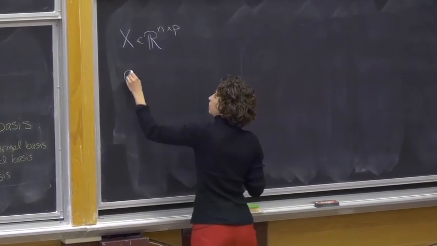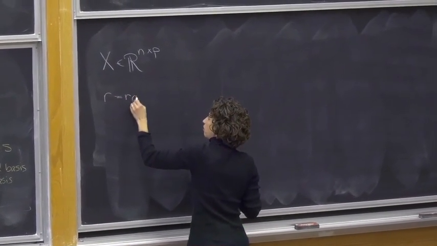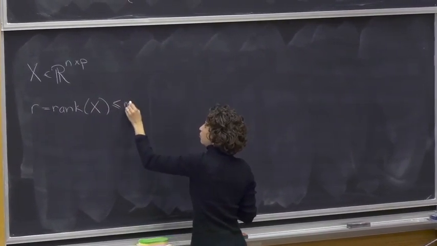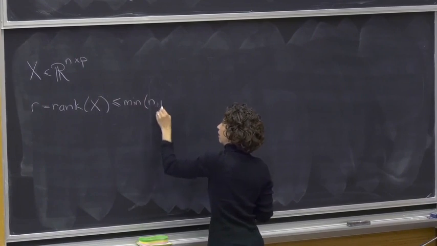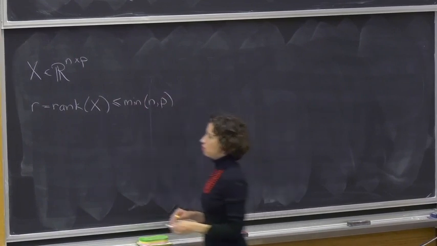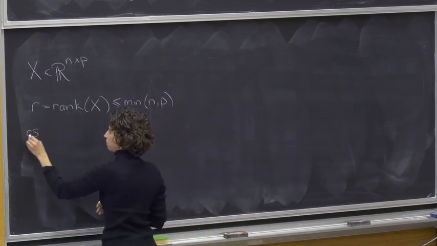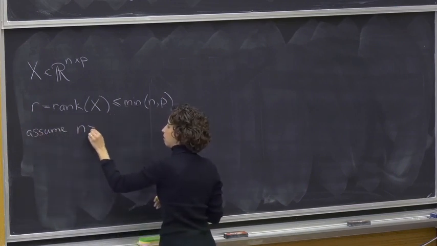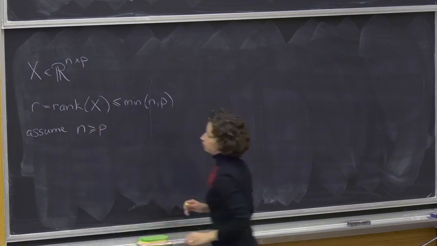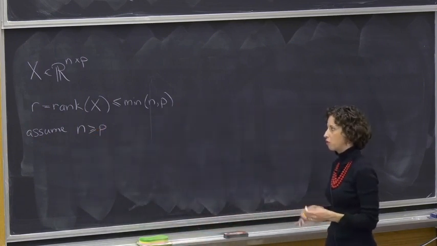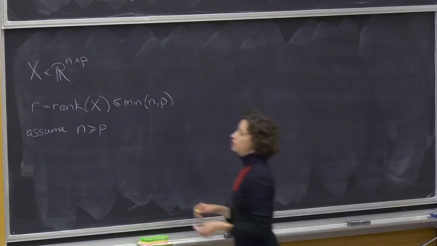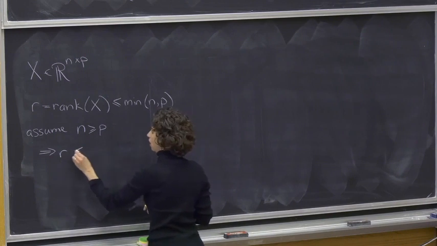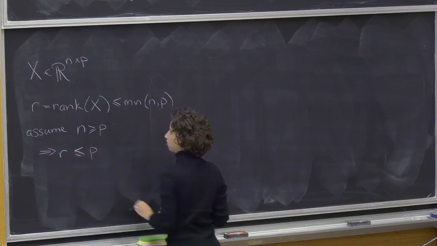What we said was that R, which we wrote as the rank of X, had to be less than or equal to the minimum of n and p. So for this discussion, let's just assume that n is bigger than or equal to p, like we've been doing for most of our work on least squares. And so what this implies is that R is less than or equal to p.